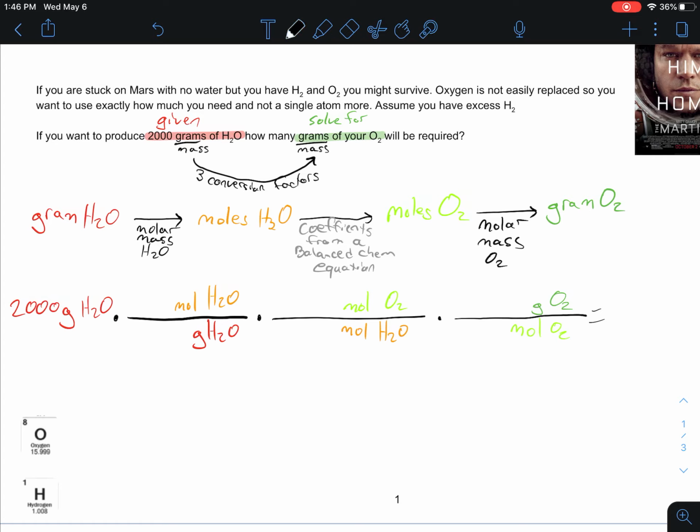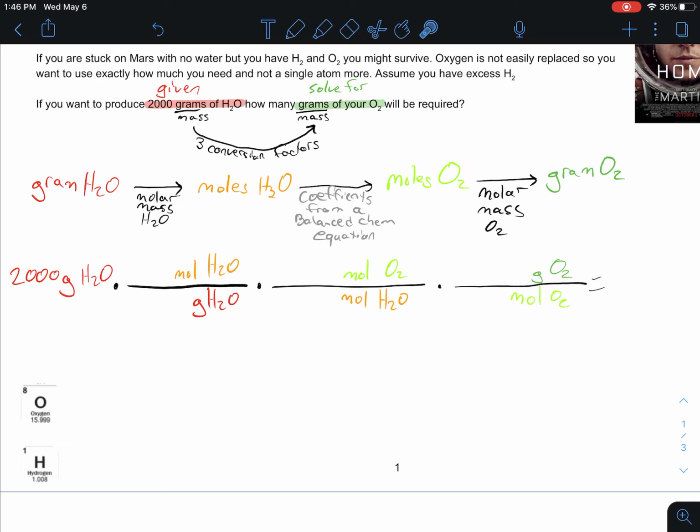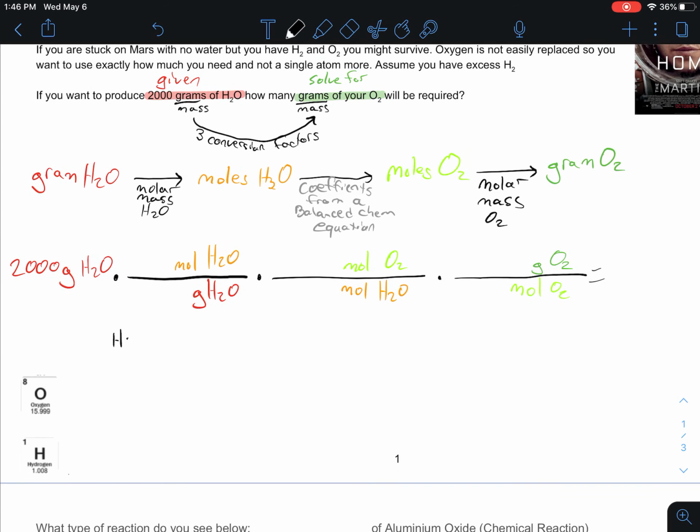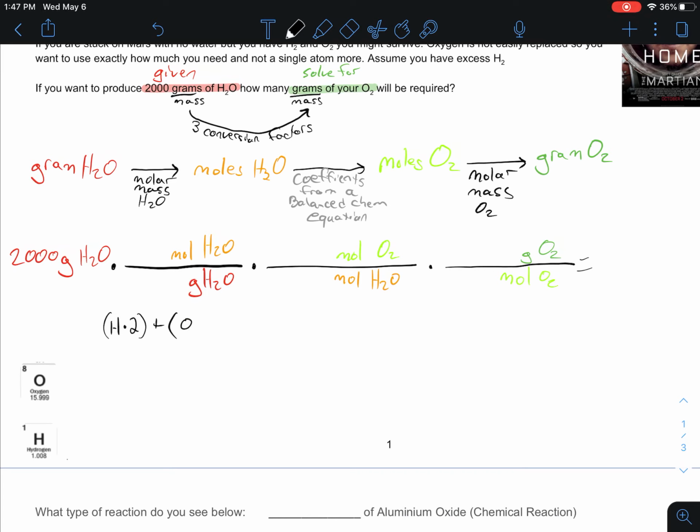All right. Now for the numbers part. Our units are good. We just need the numbers to be good. For the first one, molar mass of H2O. You guys know how to calculate molar mass. In this case, water consists of 2 hydrogens. So the molar mass of hydrogen times 2 plus water consists of 1 oxygen. So it just consists of oxygen, or oxygen times 1 if you want to follow through as much as that.